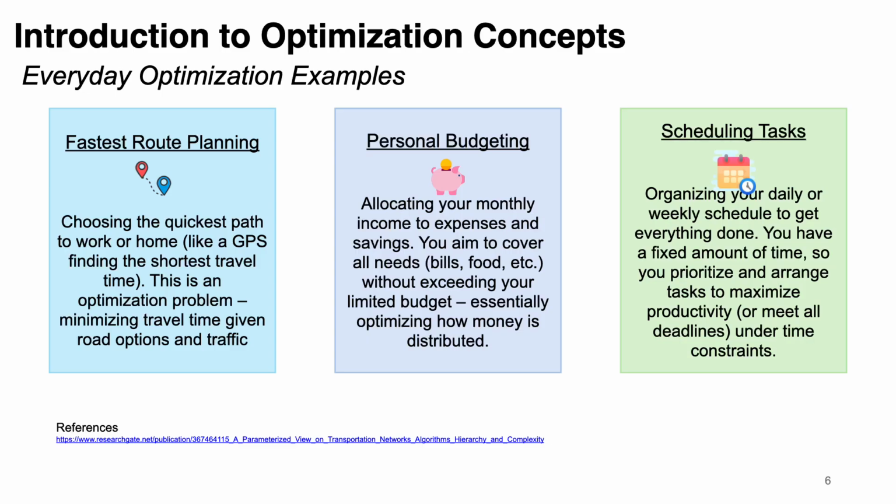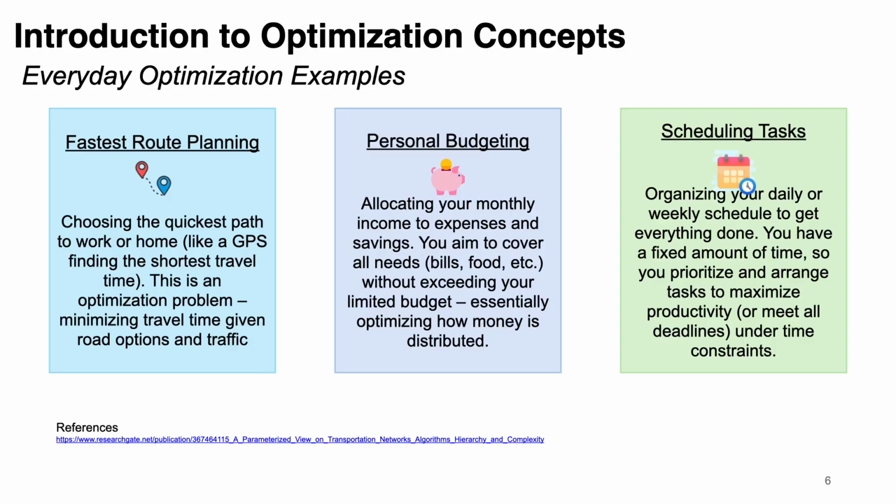Second, think about personal budgeting. You have a finite amount of monthly income that is your primary constraint. Your goal is to allocate that money across expenses like rent, food, and utilities, while maximizing your savings or your quality of life. You are making trade-offs. If I spend more on dining out, I must spend less on my savings goal.